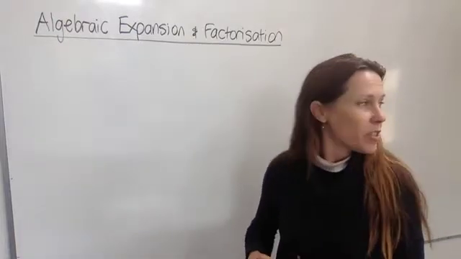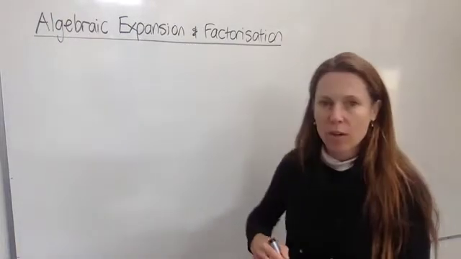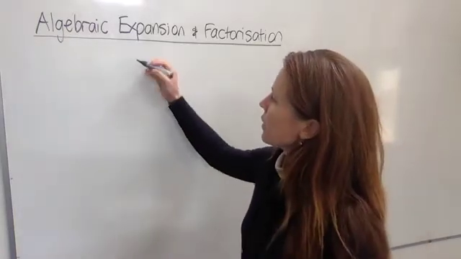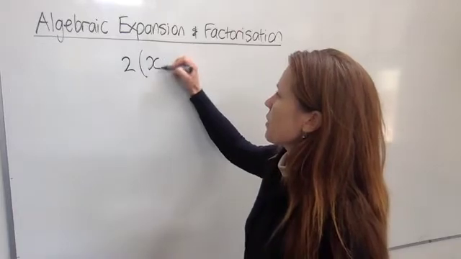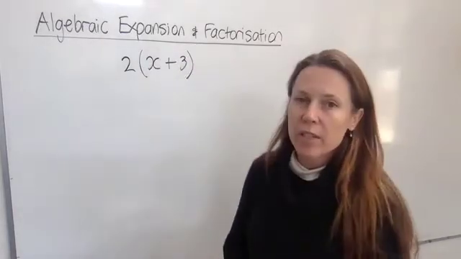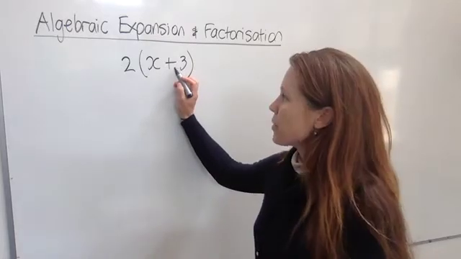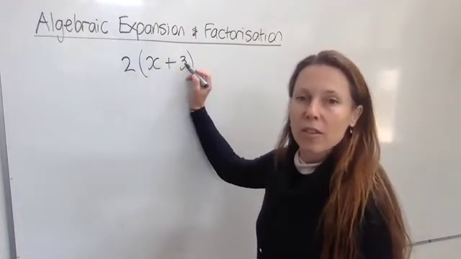Okay, algebraic expansion and factorisation. These two things are opposites of each other. When you start out and you're expanding things, let's just go with an easy one first. What you're saying is we've got two lots of a number and the number's made up of two parts. So that means we're going to need two lots of this part and two lots of that part.